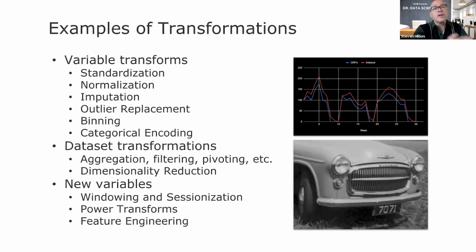And of course, another aspect of the transformation process is actually transforming existing variables to create new variables. In time series, very common techniques around windowing and sessionization in order to look back over history over some period of time and compute aggregates to create new variables. Power transforms are another very common way to take nonlinear relationships and try to make them linear by applying exponential functions and sines and logs and square roots, Box-Cox, and so on.